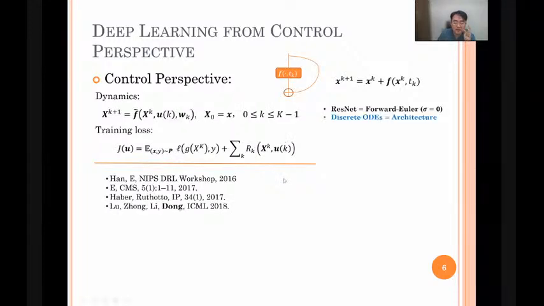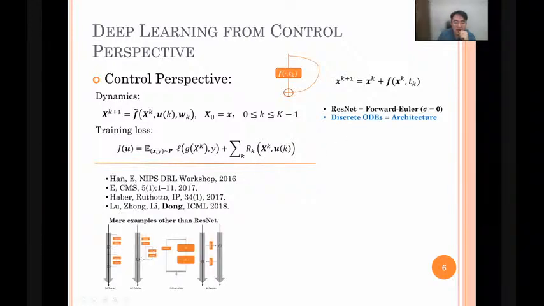and later in 2018, we found that not only residual networks but also some other deep networks, definitely not all of them, can also be interpreted as yet different temporal discretizations of ODEs, okay? And that's one thing that we found, that in the discrete setting they are actually approximating ODEs just using different schemes, different from forward Euler.